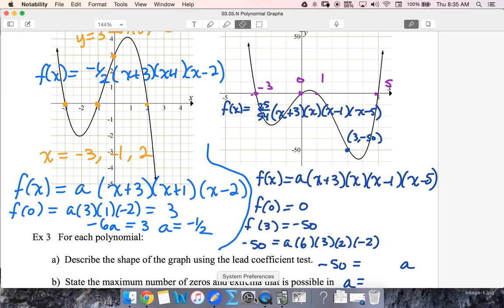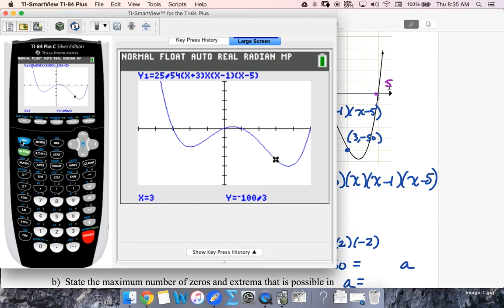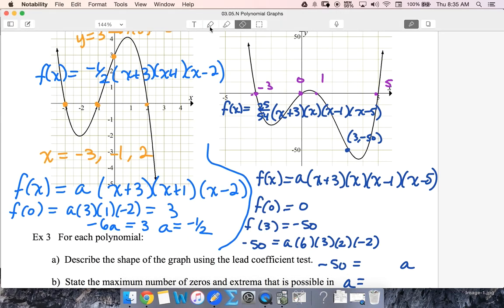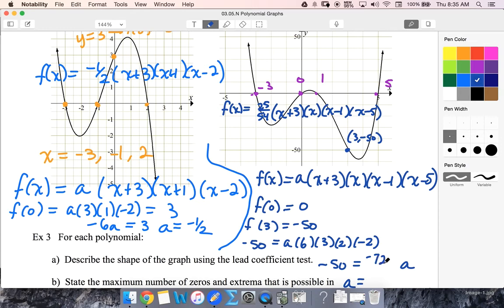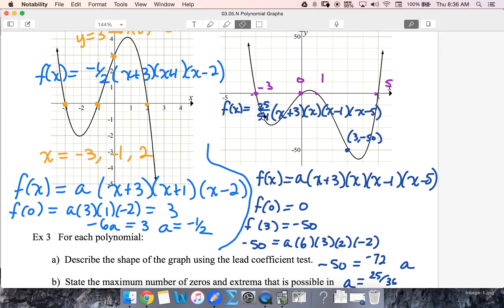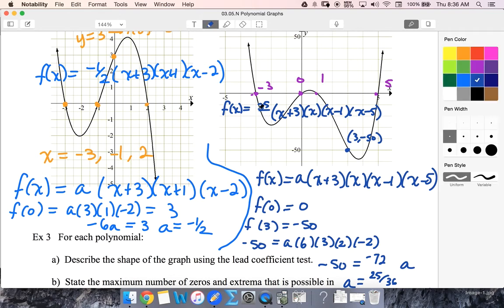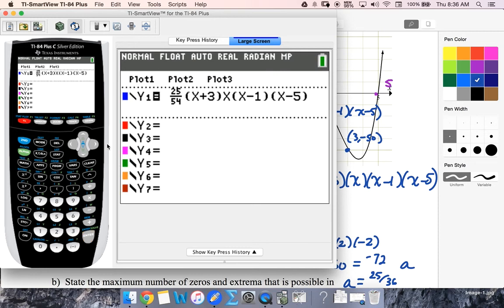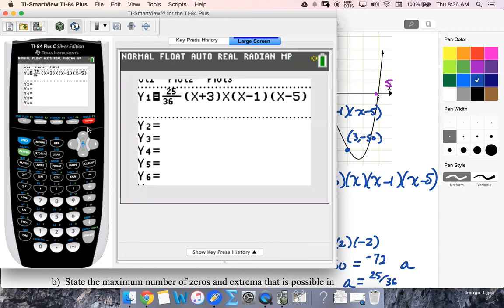So coming back, now I've got 6 times 3 times negative 4. It's actually negative 72. So I get 25 over 36 as my a value. Let's change that. And let's see if that helps us. Coming back to my calculator, making it 25 over 36. Let's graph it.